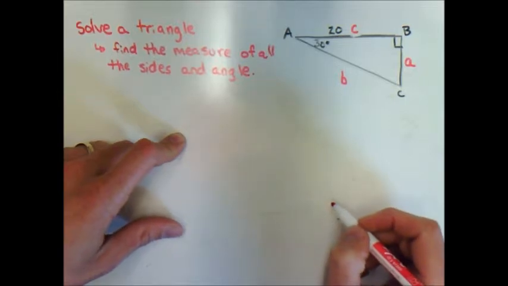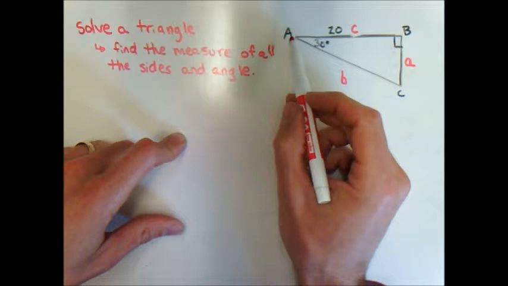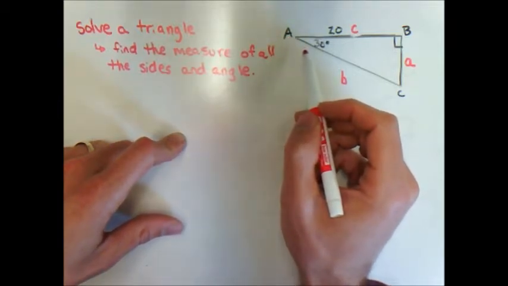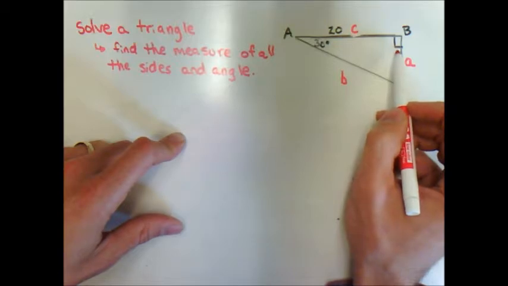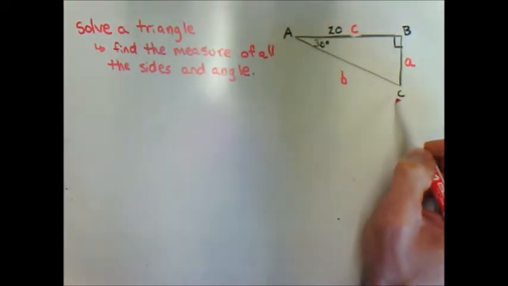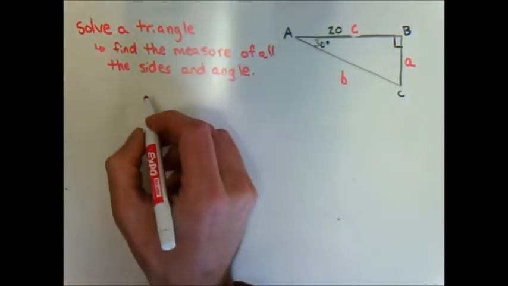Some information that we already have, we know that c equals 20, and we know that the angle A measures 30 degrees. Well, we also know the angle B equals 90 degrees. So this third angle is pretty easy to find. Let's use our 2 known angles, A and B, to find angle C.